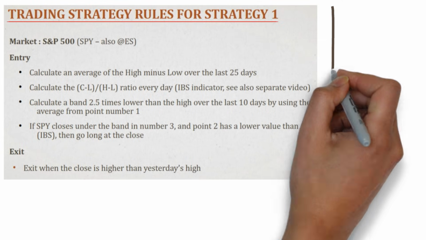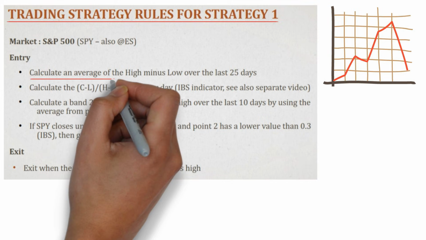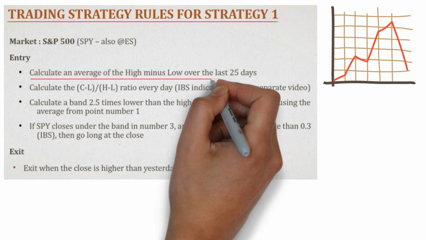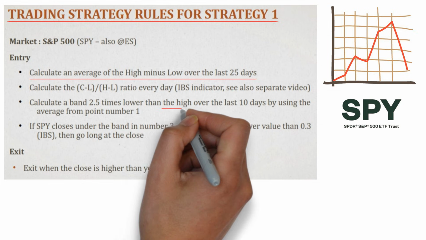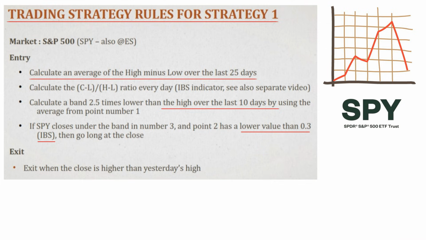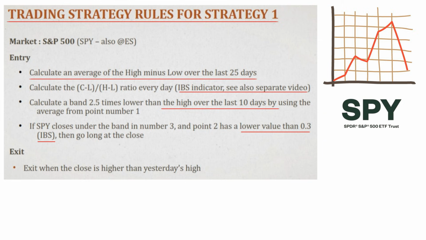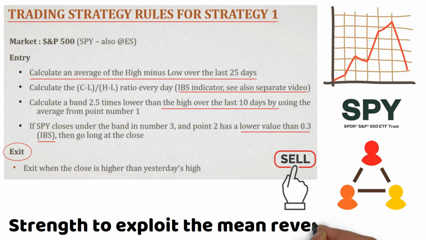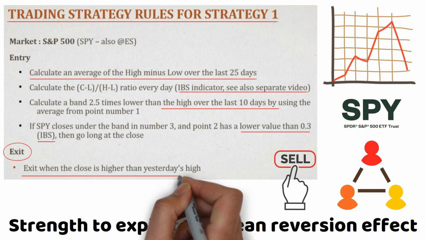In the first strategy, we want to enter when the price has dropped from a recent high. We calculate a band that is based on the 25-day average of the difference of the daily highs and lows. When SPY closes below the band, deducted from the 10-day high, and IBS is lower than 0.3, we go long. We have explained the IBS indicator in a separate video, which contains 3 free strategies. We also need to make a rule for the exit because we want to sell on strength to exploit the mean reversion effect. We sell when today's close is above yesterday's high.